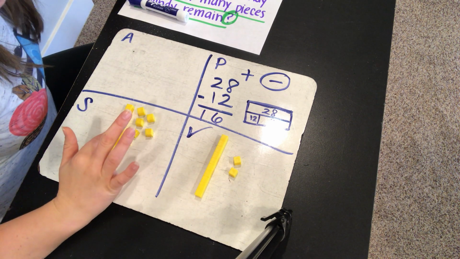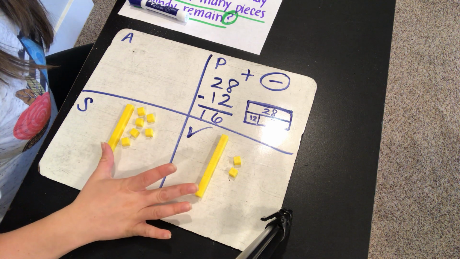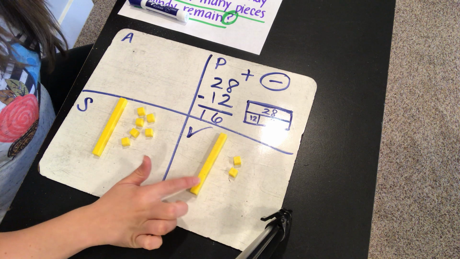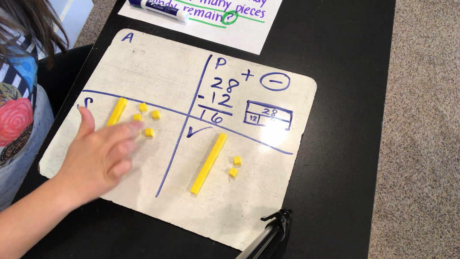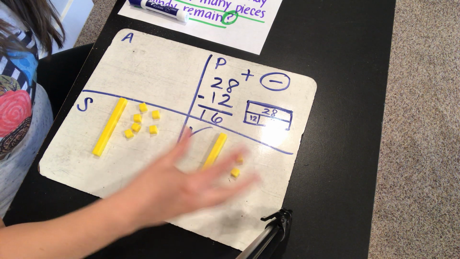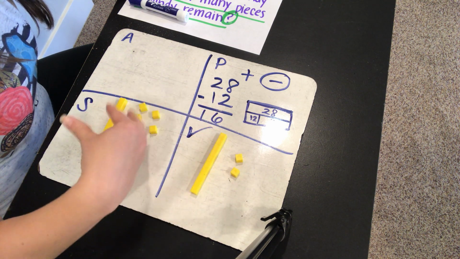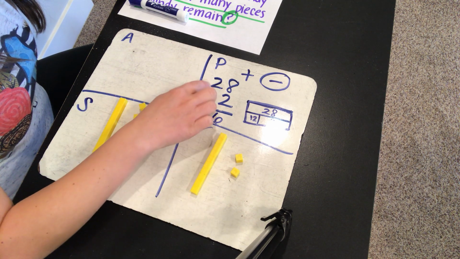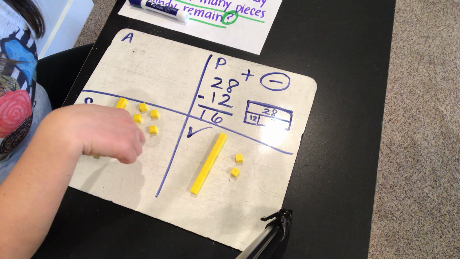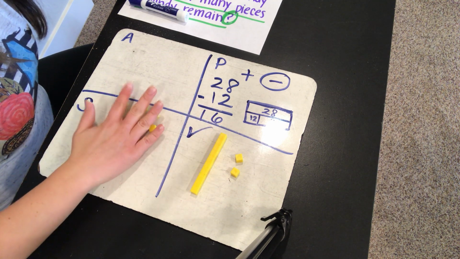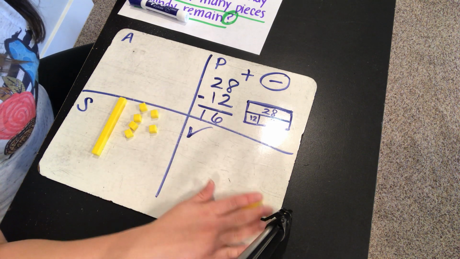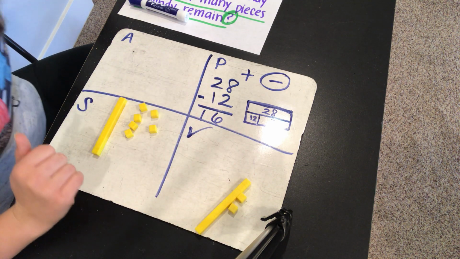Okay. When I add these together and I'm counting base 10 blocks, it's easier for me to start by counting the tens. So 10, 20, 21, 22, 23, 24, 25, 26, 27, 28. I got 28. So I was able to check my work and I got the correct number that I started with, so I know that 16 was my correct answer. Okay, and this shows you I had 28, I took away 12, and now I have 16.